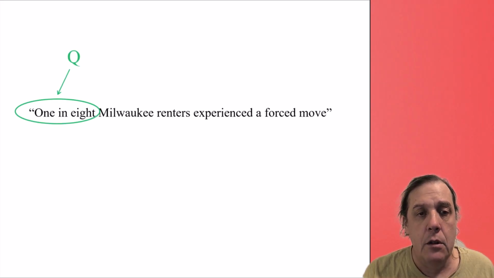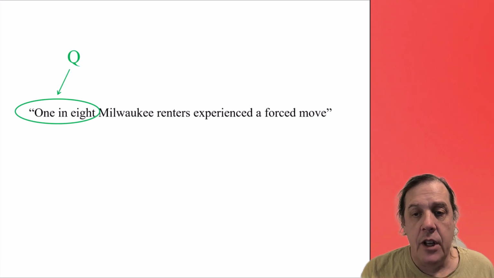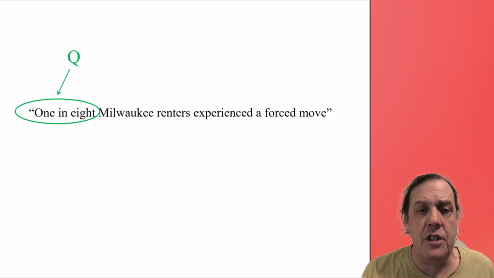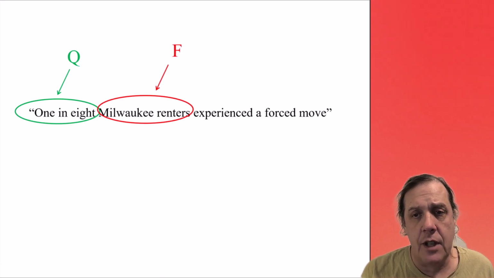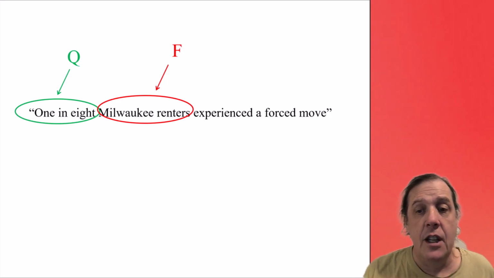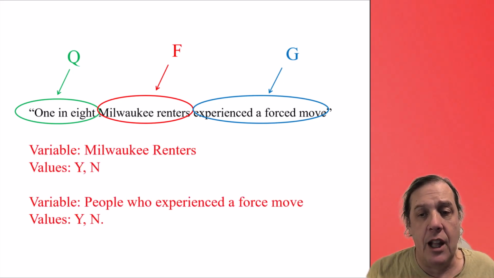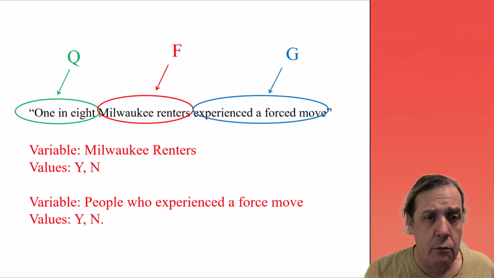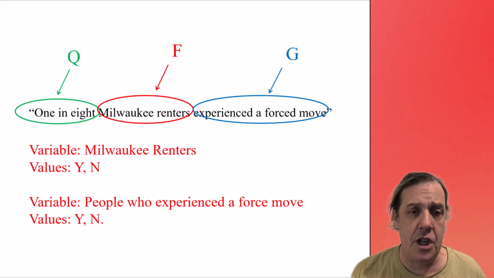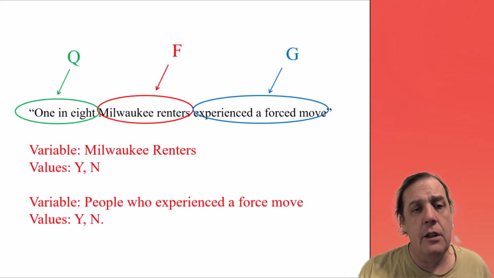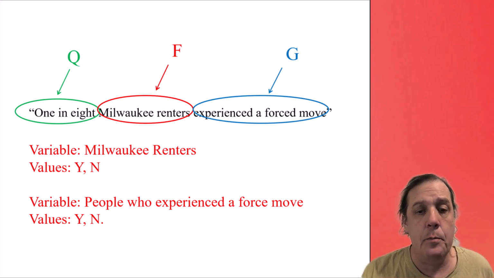So what's our quantifier? 1 in 8. The copula is, so the subject term is Milwaukee renters. We will use the variable F for it. The copula is implicit, and the predicate term is people who have experienced a forced move. So the predicate term becomes our G. So we can replace Milwaukee renters with the variable F, and then that will have two possible values, yes and no. Are you a Milwaukee renter or not? And then the G is people who have experienced a forced move, and the values that can take are yes and no.